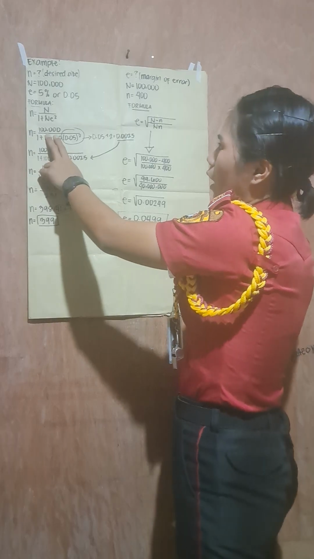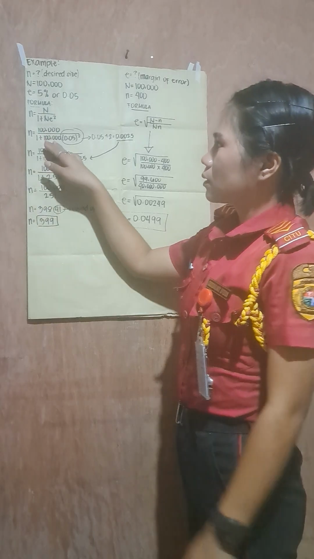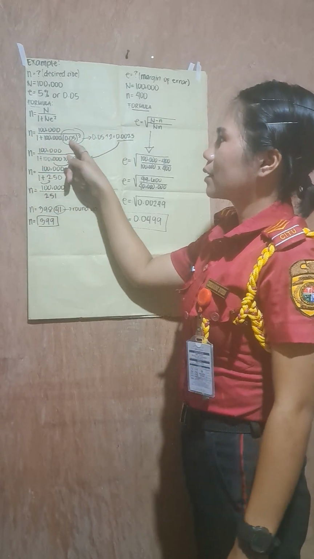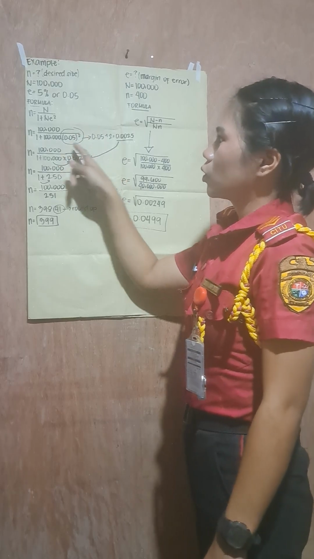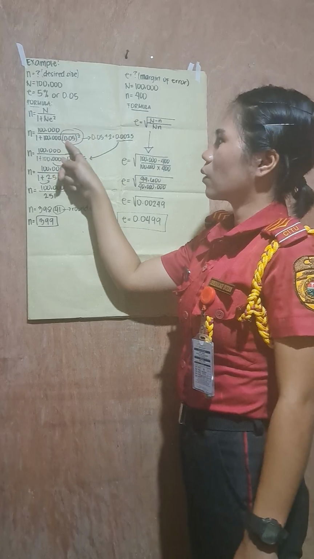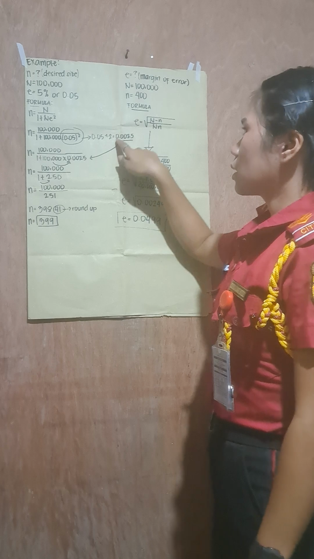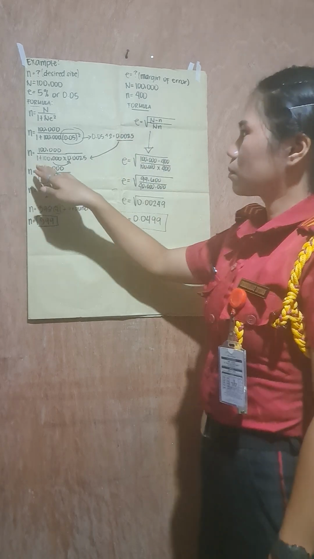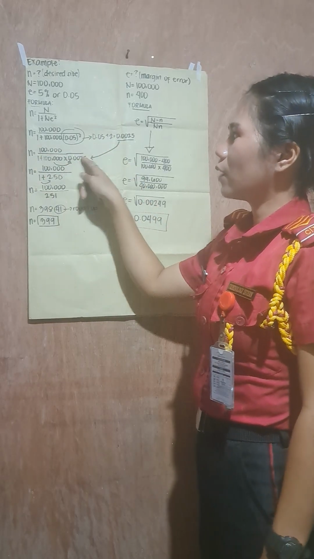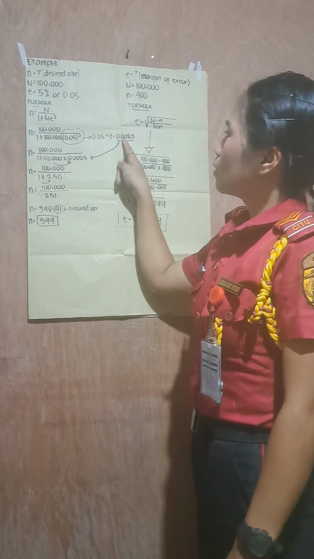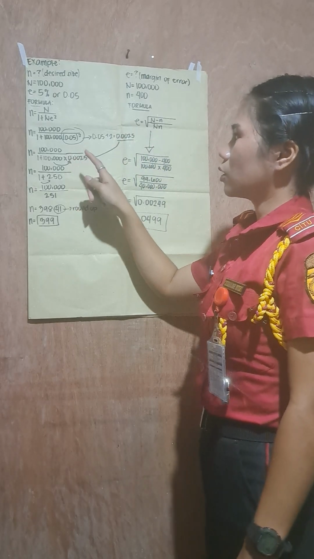So n equals 100,000 divided by 1 plus 100,000 times the margin of error which is 0.05 squared. So ang imuha unang usog ani is 0.05 squared. So 0.05 squared is equals 0.0025. So, n equals 100,000 divided by 1 plus 100,000 times the answer sa 0.05 squared, which is 0.0025.